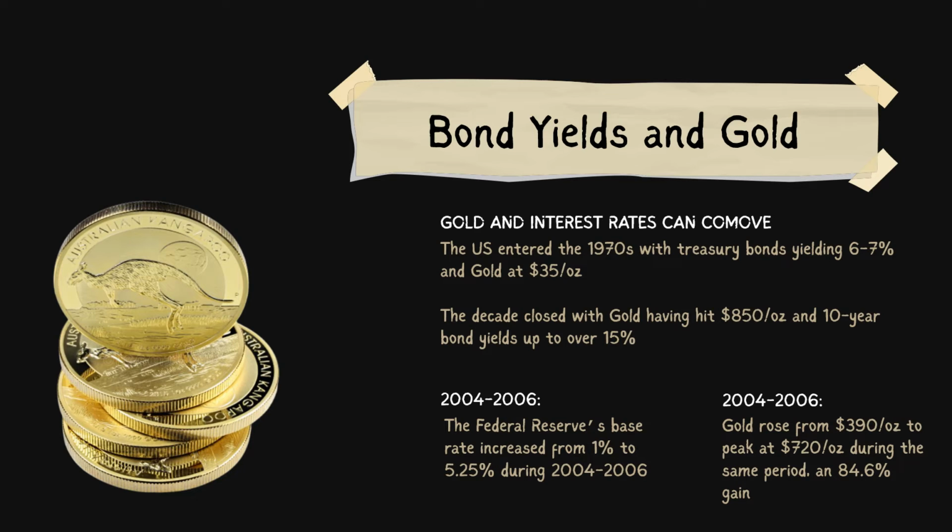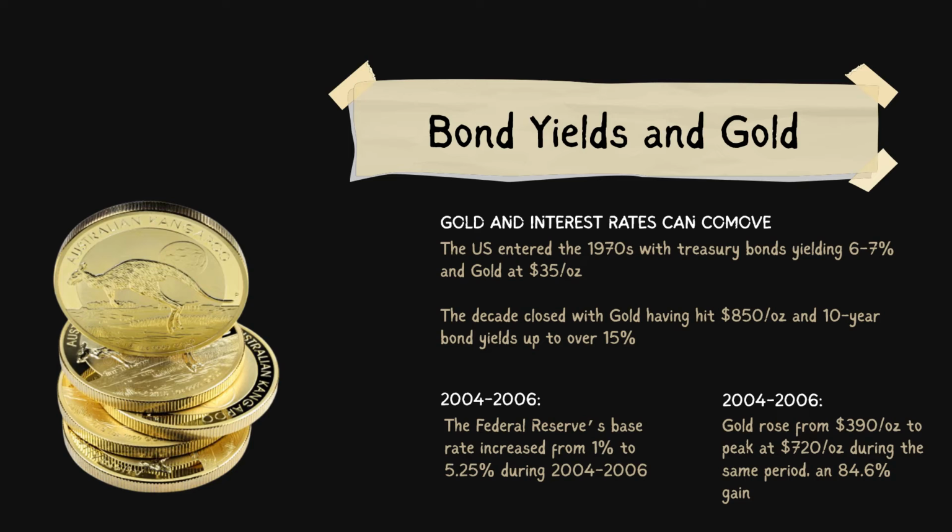What is often overlooked is that this relationship is not as binary as people think, because there have been many occasions in the past where gold and interest rates have moved together. I've got a couple of examples here to show you. The US entered the 1970s with treasury bonds yielding around 6 to 7%. Gold was at $35 per ounce. At the end of the decade, gold hit $850 per ounce, and the 10-year treasury bond was yielding 15%. So the bond yield doubled, and the gold price went up to $850 per ounce.